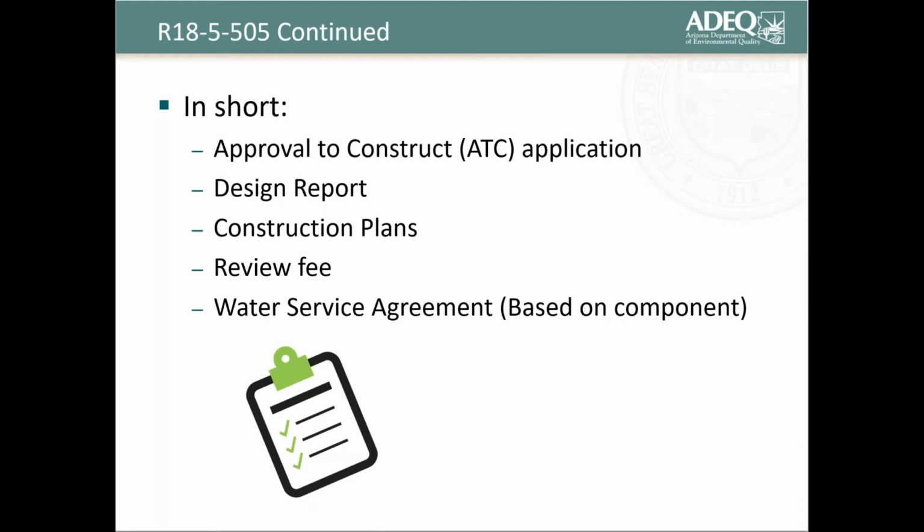Lastly, a water service agreement is needed for construction of subdivisions. This form is basically an agreement between the consultant and public water system to allow use of water. However, this does not only apply to subdivisions, it also applies for other water components. Typically we require some form of a letter from the public water system, but if the public water system is the applicant, then the water service agreement is not needed.